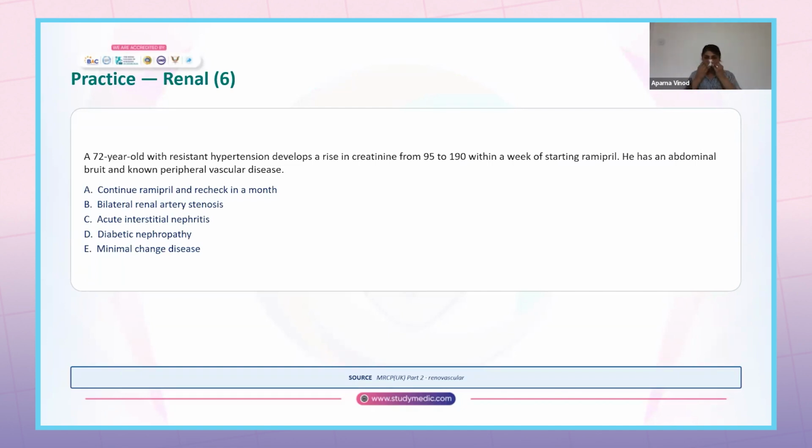Practice question. A 72-year-old with resistant hypertension develops a rise in creatinine from 95 to 190 within a week of starting ramipril. There is an abdominal bruit and he is known to have peripheral vascular disease. What will you do? Will you continue ramipril and recheck in a month? Or do you suspect bilateral renal artery stenosis here? Do you think this is acute interstitial nephritis or diabetic nephropathy? Or do you think this might be minimal change disease?